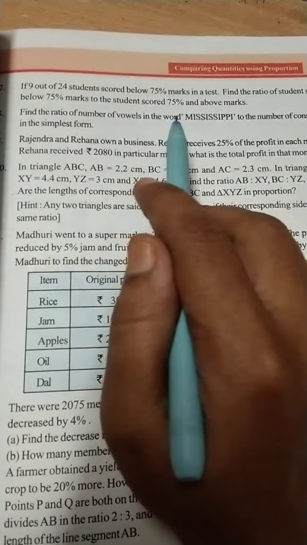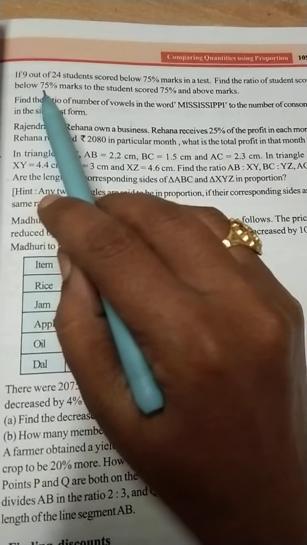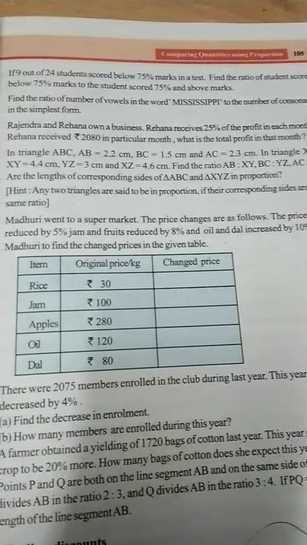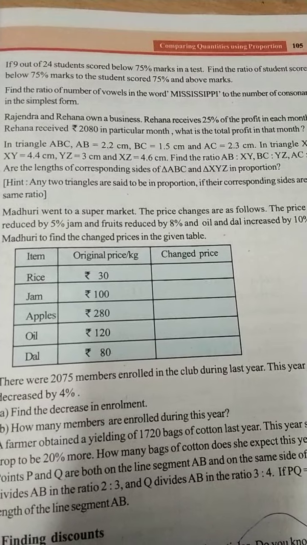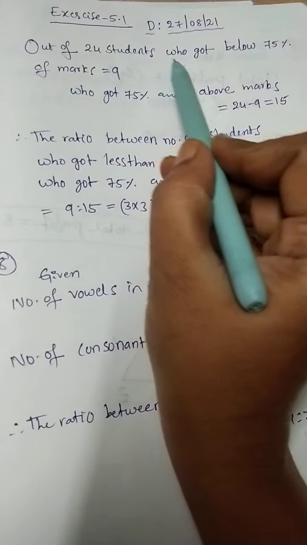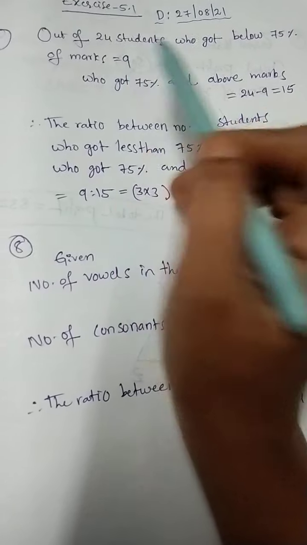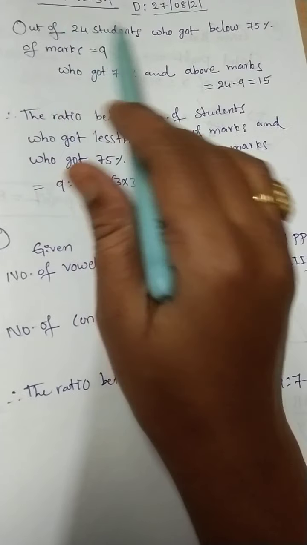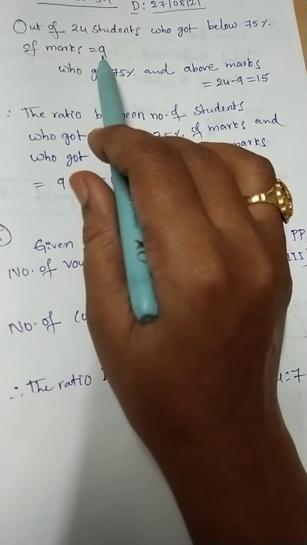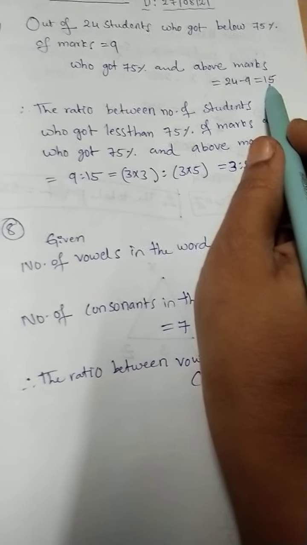We need to find the ratio of students who scored below 75% marks to the students who scored 75% and above marks. Out of 24 students, those who got below 75% is given as 9. To find who got 75% and above, from the total students we need to subtract those who got below 75%. Then we will get 15.